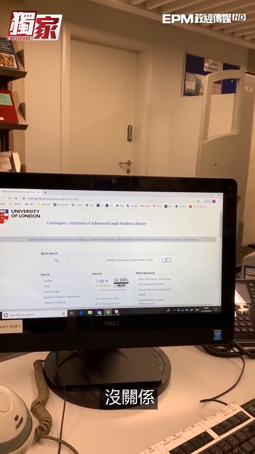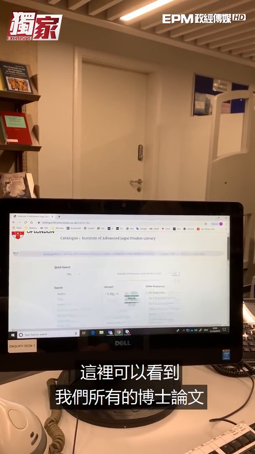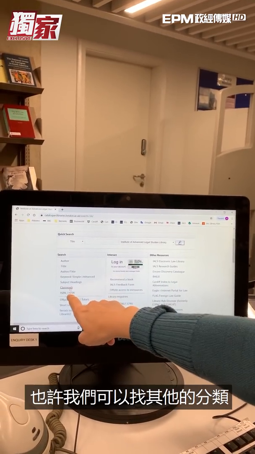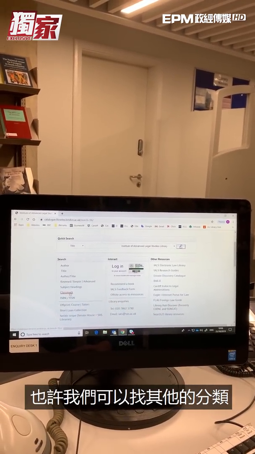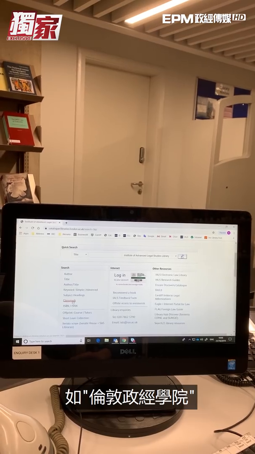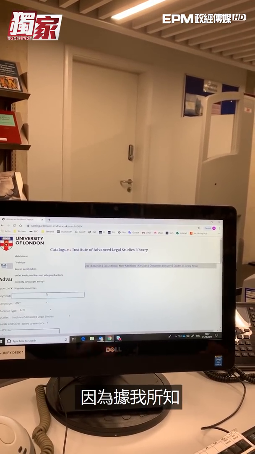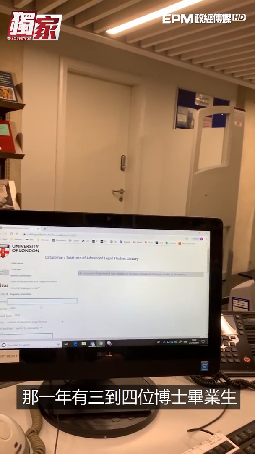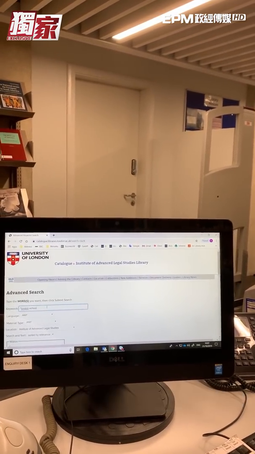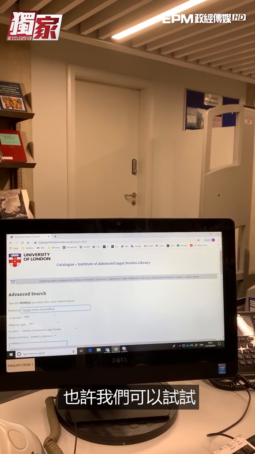No, sorry, we do have a lot of PhD theses, if you want to look at all the theses that we have. Oh, maybe we can search by the other category, LSE Law PhD in 1984, because as I know there are just 3 or 4 law graduates in that year. Maybe we can try that.